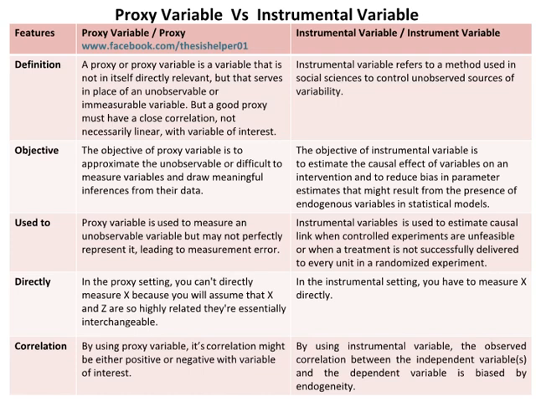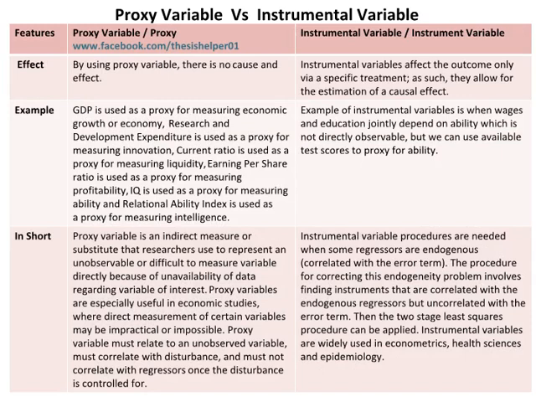By using proxy variable, its correlation might be either positive or negative with the variable of interest. Whereas, by using instrumental variable, the observed correlation between the independent variables and the dependent variable is biased by endogeneity. By using proxy variable, there is no cause and effect. Whereas, instrumental variables affect the outcome only via a specific treatment, as such, they allow for the estimation of a causal effect.